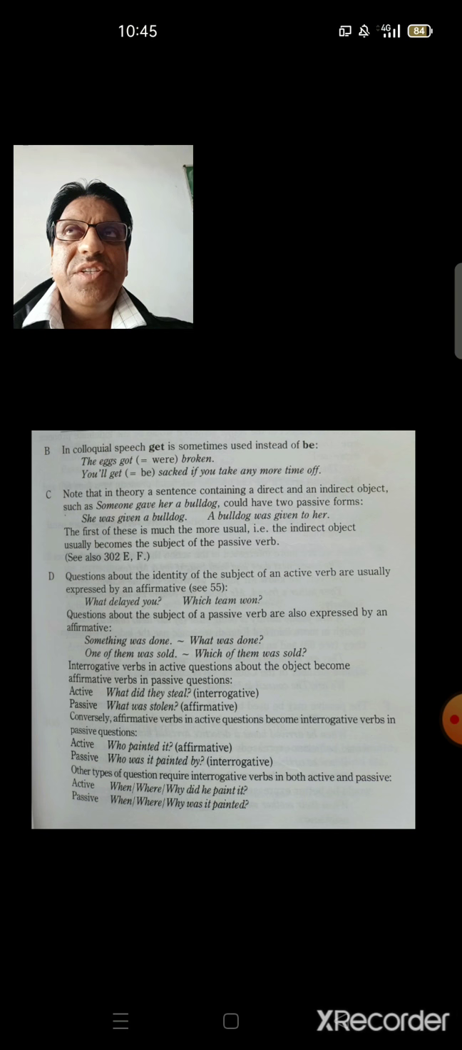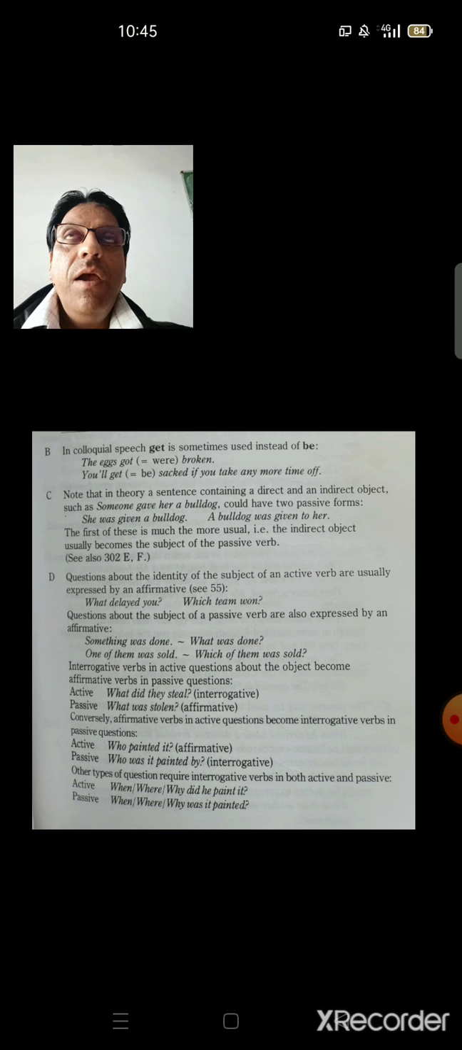So the passivization can be done in two ways since we have two objects over here. A bulldog was given to her. This is the first way that we can passivize. And she was given a bulldog. This is the second way that we can passivize because we have two objects over here.